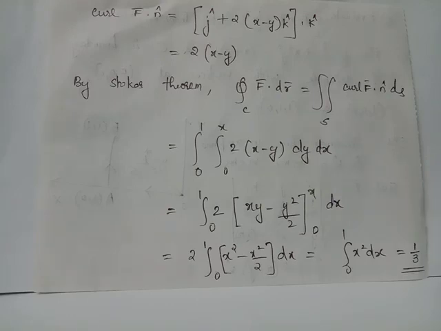When we perform integration with respect to y, x will be treated as constant. After that, integration with respect to x is performed last. We get the double integral takes the value 1 by 3, which is equivalent to the line integral of f bar dot dr.